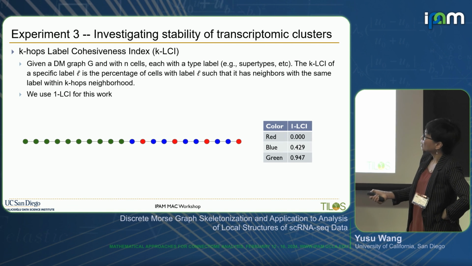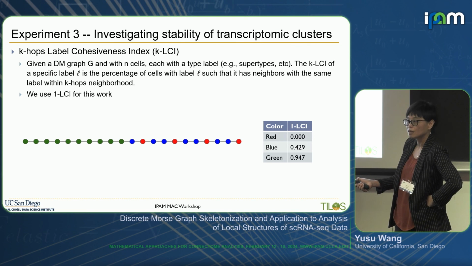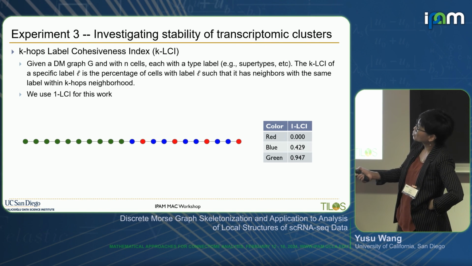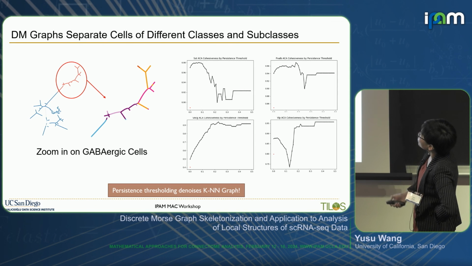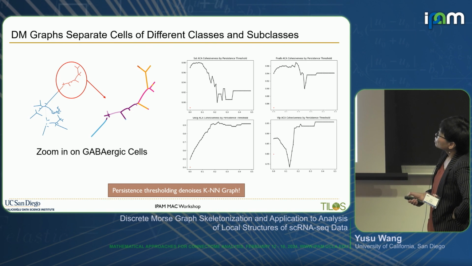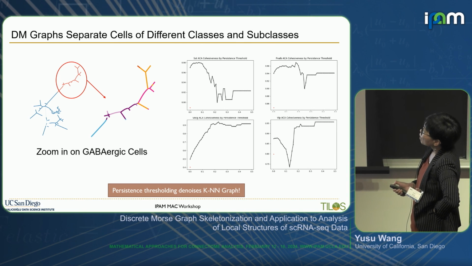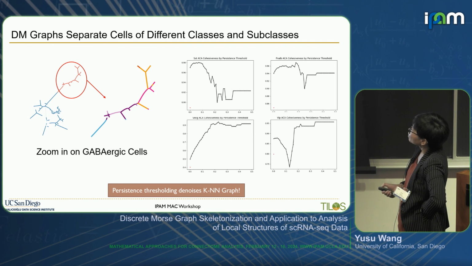If you look at the branches, labeled by the cluster types of cells, we want to see how stable the types of the cells are. To measure that stability, we use this 1 LCL. You can just think that the higher this number is, the more my neighbors are all the same type as me. The point is that I'm using a very low percentage threshold, so you see a very simple graph, but the graph can separate the different classes of the neurons very well, and it also separates the subclasses pretty well.